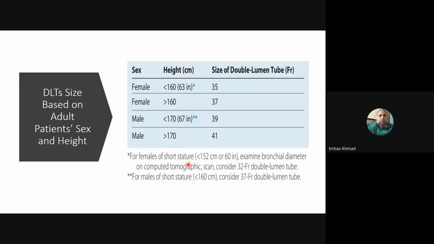For females of short stature, less than 152 centimeters or 60 inches, examine bronchial diameter on computed tomography and consider a 32 French double lumen tube. For males of short stature, that is less than 160 centimeters, consider a 37 double lumen tube.